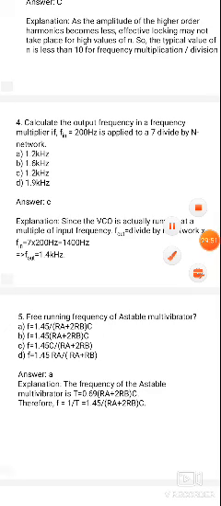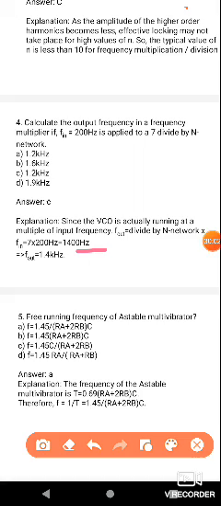So we can get the output frequency value just by multiplying the n value with the input signal value. Fout is equal to 7 into 200 hertz, that is 1400 hertz. The frequency terms are in hertz only. This is not Fn, Fout is equal to n into Fs. The n value is 7 and Fs value is 200, so the total value is 1400 hertz. So Fout is equal to 1.4 kilohertz. Here the answer is C, 1.4 kilohertz.